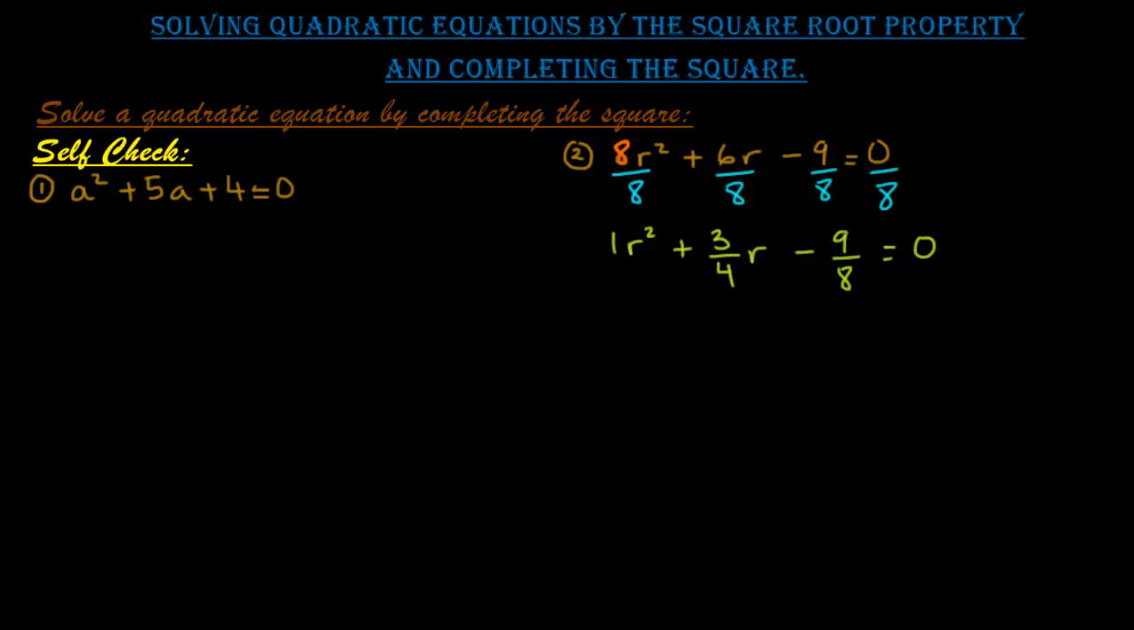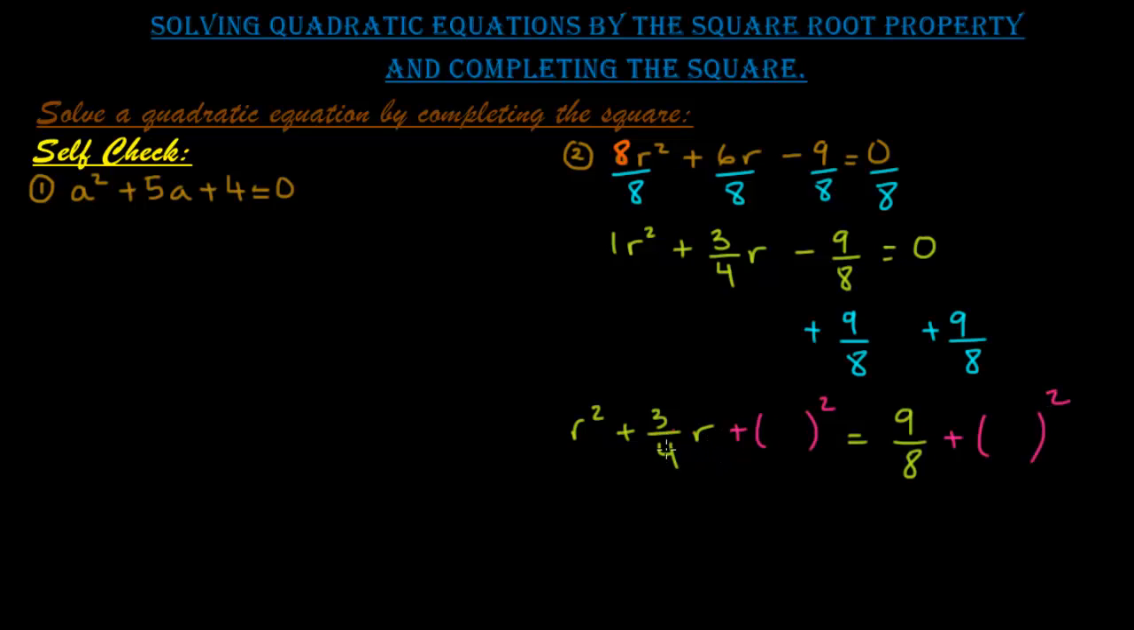Now we isolate the variable by moving negative 9/8 to the other side, so add 9/8 on both sides, which will give me r squared plus 3/4 r, equal to positive 9/8. Then our next step is to put in the blank, so we add the blank square on both sides.